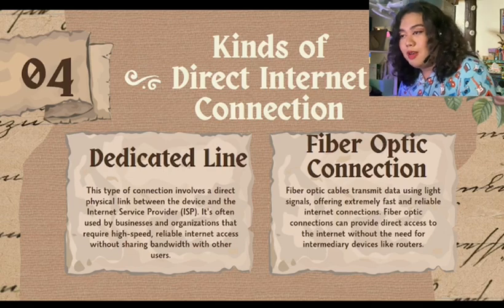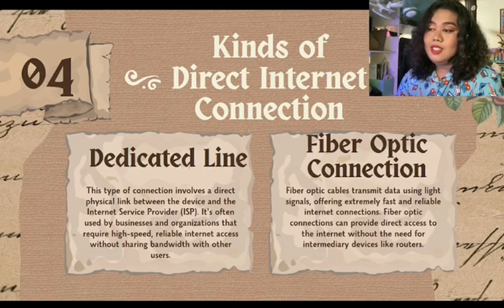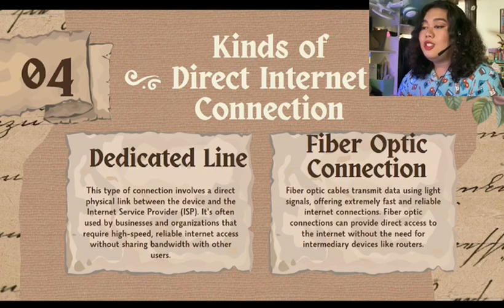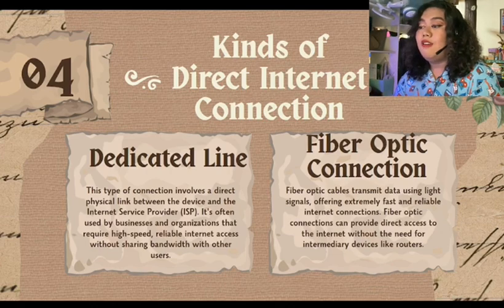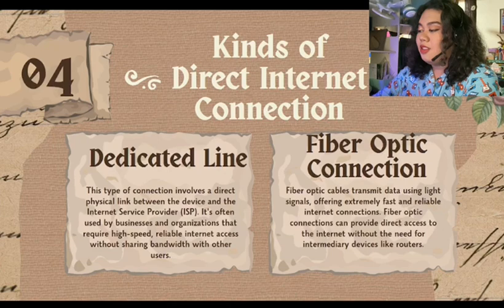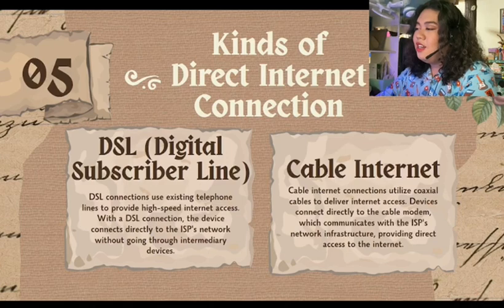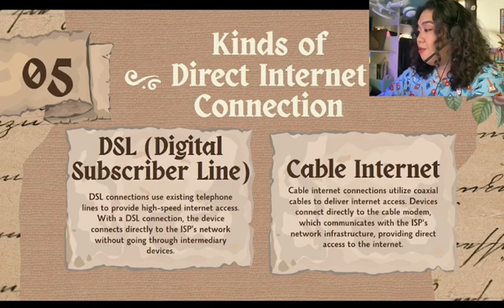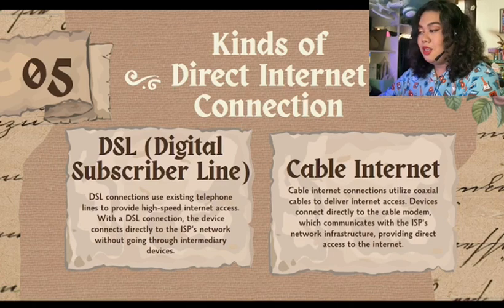I think we all know what fiber optic connection is, or fiber optic cables. Fiber optic cables transmit data using light signals, offering extremely fast and reliable internet connections. Fiber optic connections can provide direct access to the internet without the need of intermediary devices like routers. Now, DSL. DSL is a digital subscriber line. It is a connection that uses existing telephone lines to provide high-speed internet access. With a DSL connection, the device connects directly to the ISP's network without going through intermediary devices.